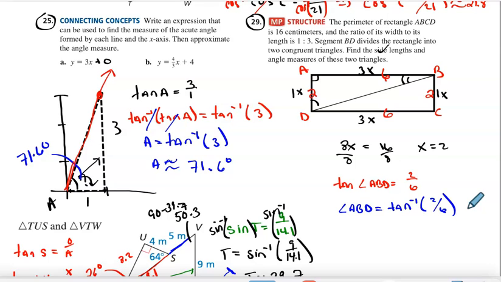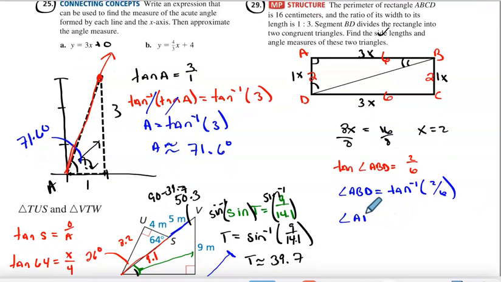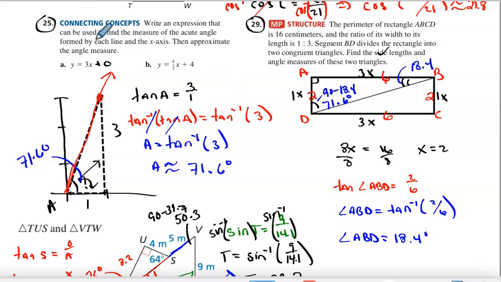My calculator's dying here, but we'll try and get this last problem in. 2 divided by 6. And we got angle ABD is approximately equal to 18.4 degrees. So this one is 18.4. And then we have this angle here, which is just going to be 90 minus 18.4, which will give me 71.6 degrees. And that's it. Hope this helped.